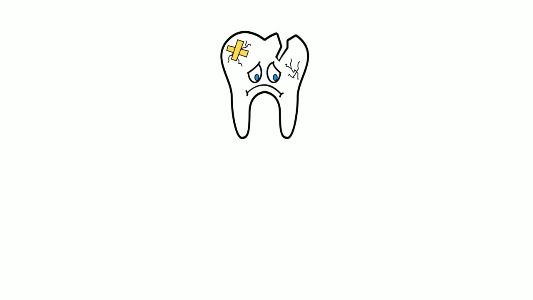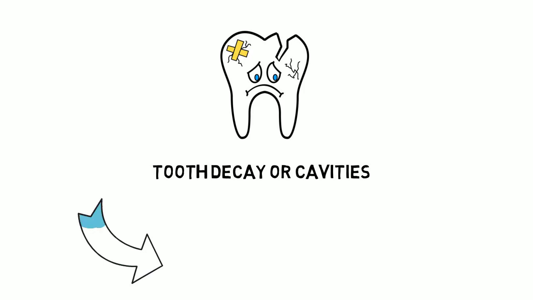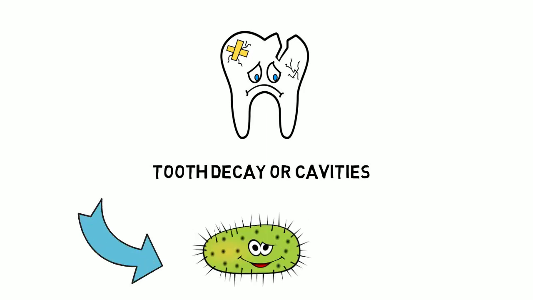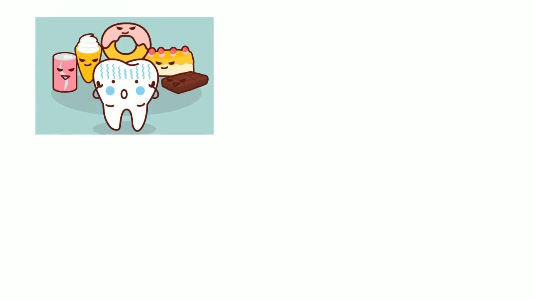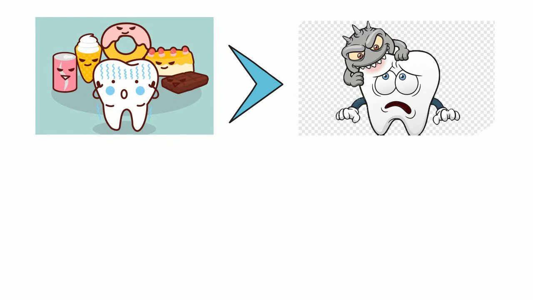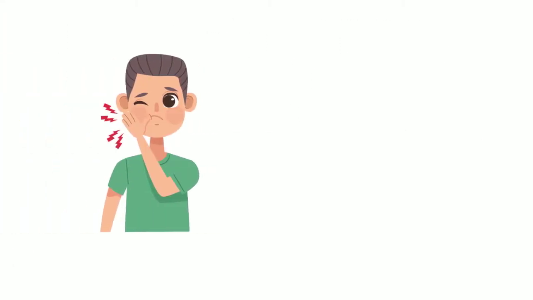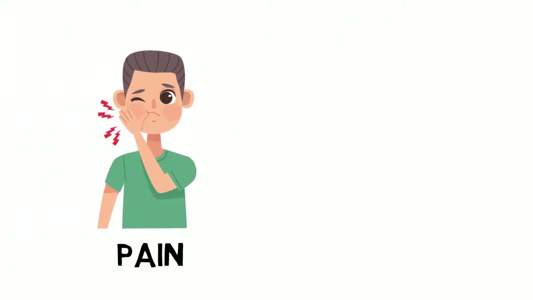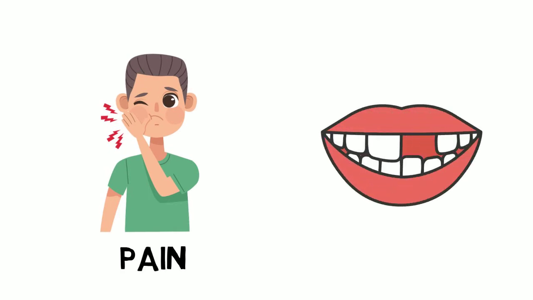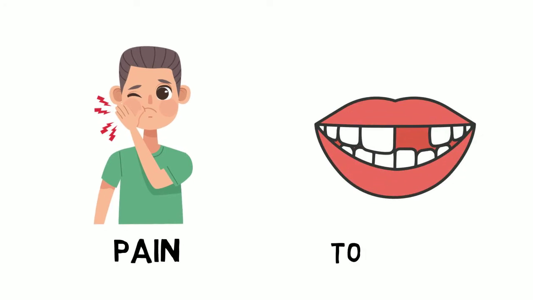Caries is a common dental problem also known as tooth decay or cavities. It is caused by the bacterial activity in the mouth. Sugar and carbohydrates in foods and drinks are converted by bacteria in the mouth into acids that erode and weaken the enamel, the outer layer of the tooth. If left untreated, caries can progress to affect deeper layers of the tooth, leading to pain, infection, and ultimately tooth loss.